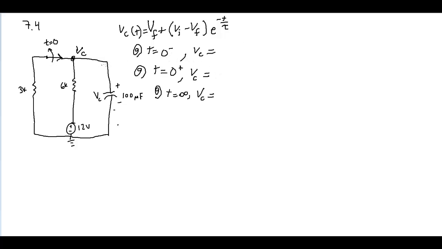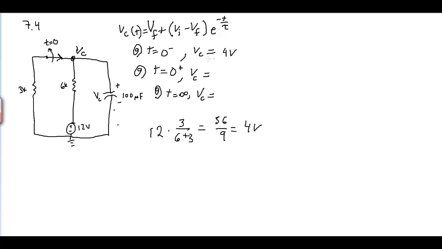So at t equals 0 minus, this capacitor is going to be in steady state. It'll act like an open circuit, so we're only concerned with this circuit right here. Now this circuit, Vc, we can find with a simple voltage divider. And since Vc is the voltage at this node, we just need to find the voltage across the 3K. So we're going to have 12 volts times 3 over 6 plus 3, which equals 36 ninths, or 4 volts, which means Vc at time 0 minus is 4 volts.